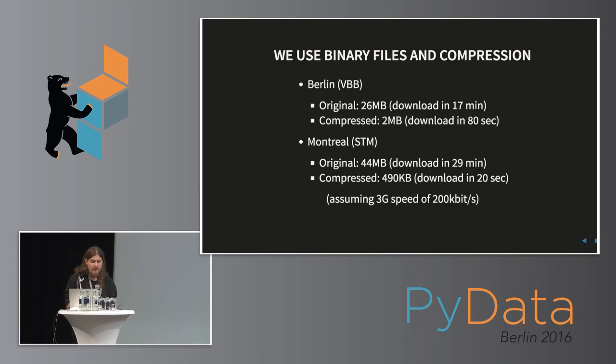That's way too long. So we have a special binary format that also includes a bunch of compression, where these files get much, much, much smaller. For the Berlin data, it compresses down to about 2 megabytes. It's about a tenth. For the STM data, it compresses even further to about half a megabyte. That's about a hundredth. So now we have a bunch of data that's basically the size of a large image file or a website or something like that.